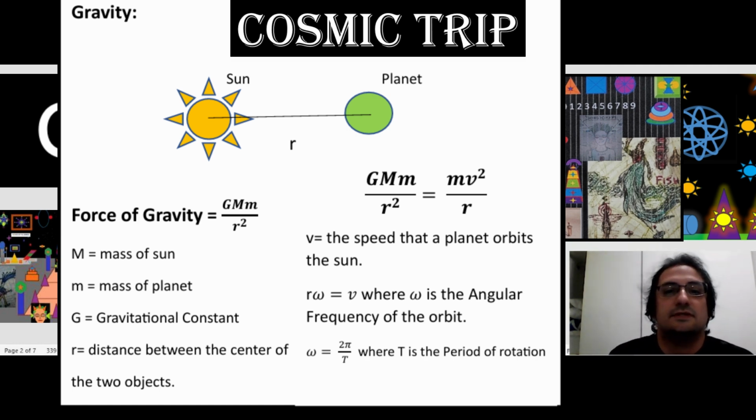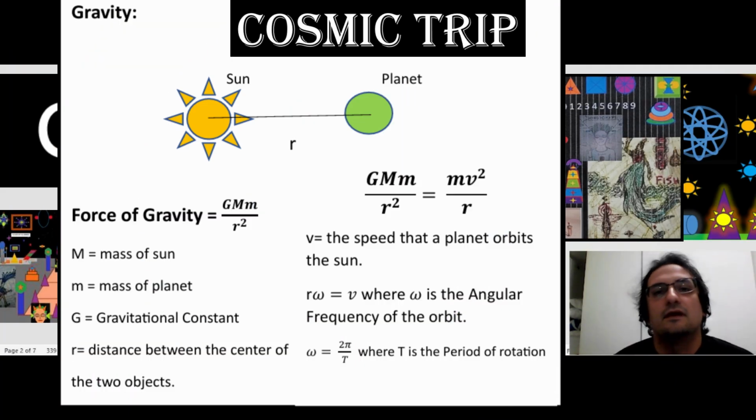R is the distance between the center of the two objects. So notice, however, that gravity comes from the center of the object. So whenever you want to find the gravity between two objects, you're finding the gravity between their center of mass. So if we set GMm over r squared equal to mv squared over r, we're setting the gravitational force to be equal to the centripetal force, because gravity may lead to objects moving in a circle around a heavier object.